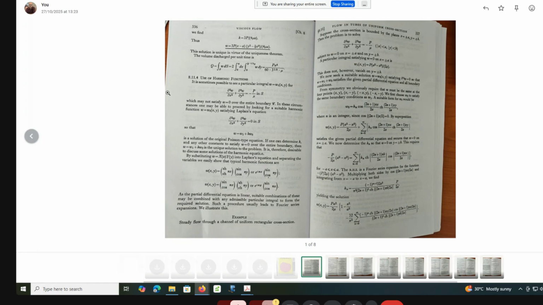So whatever you're seeing, 8.11.4, is basically solving the Laplace equation using separation of variables, which you might have done in your PDE course. So don't worry about this style of doing.